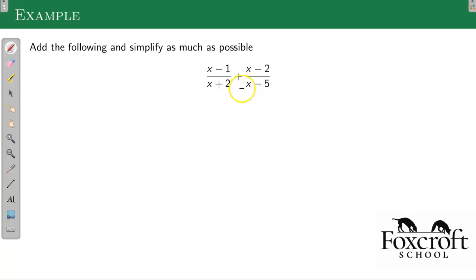All right, and one more example. Now we have x's on the top and bottom. It's not going to change anything. We still need to get a common denominator. The most common thing that students want to do is say, well, there's an x up here and an x here. I can cancel them.